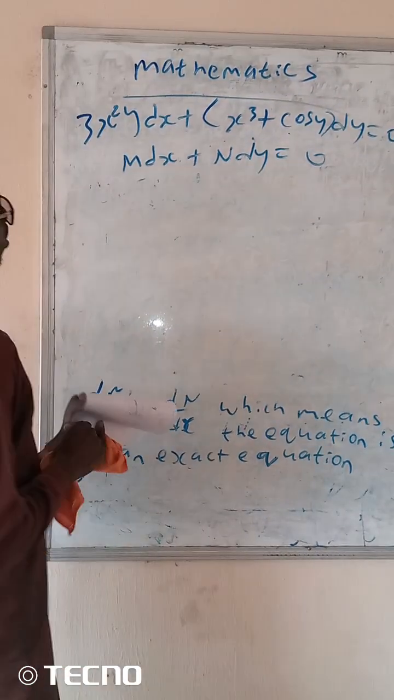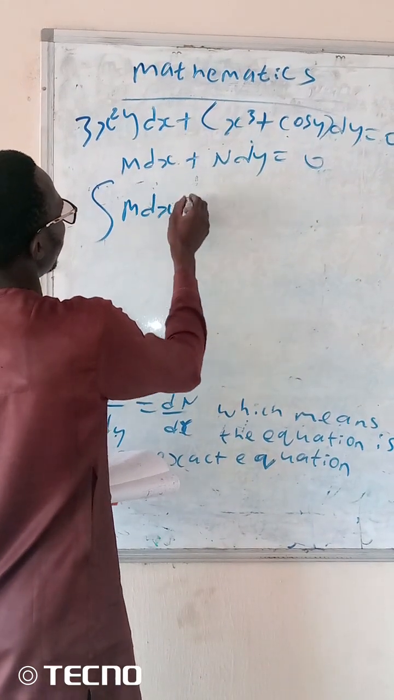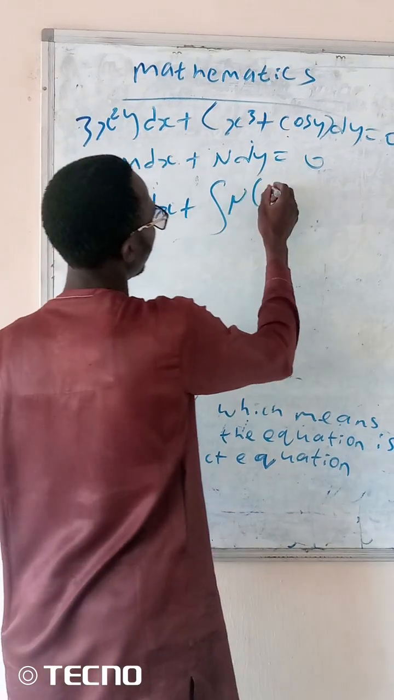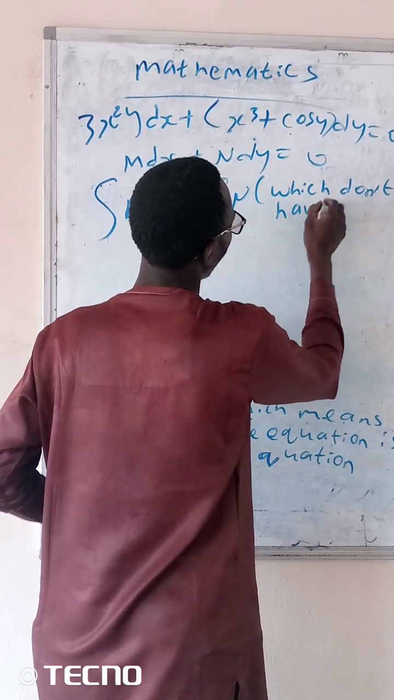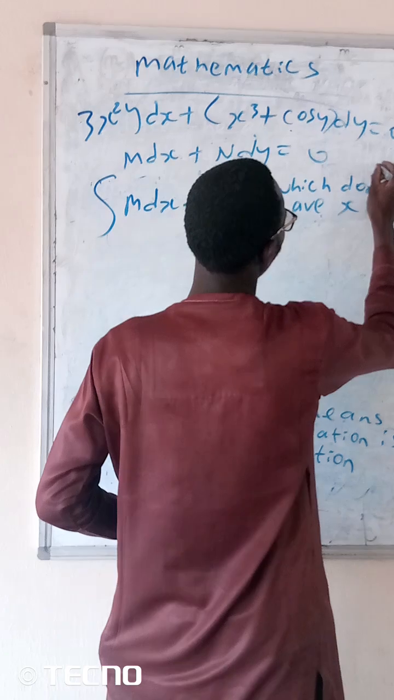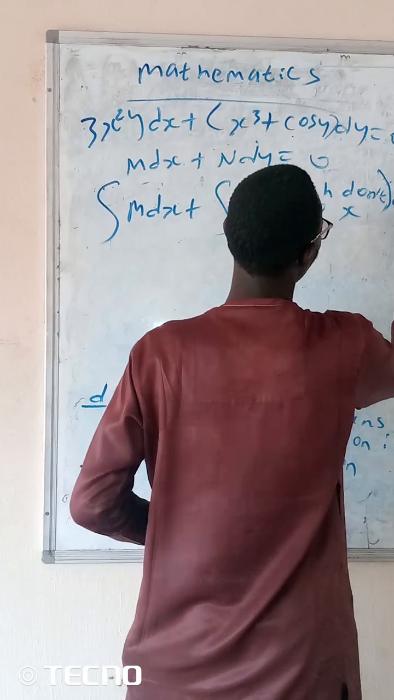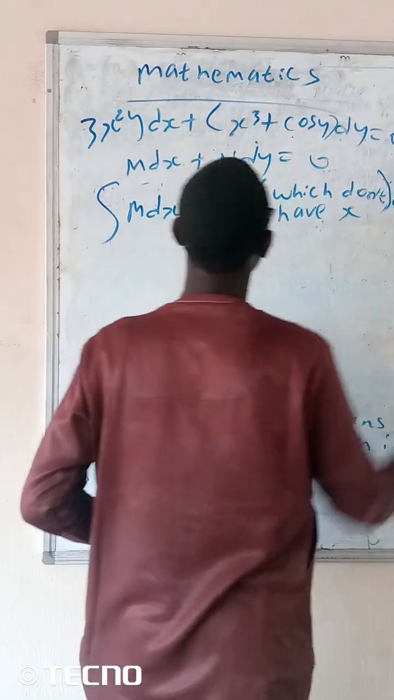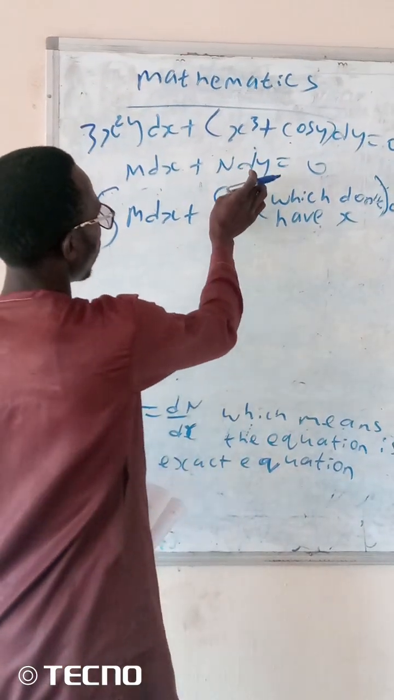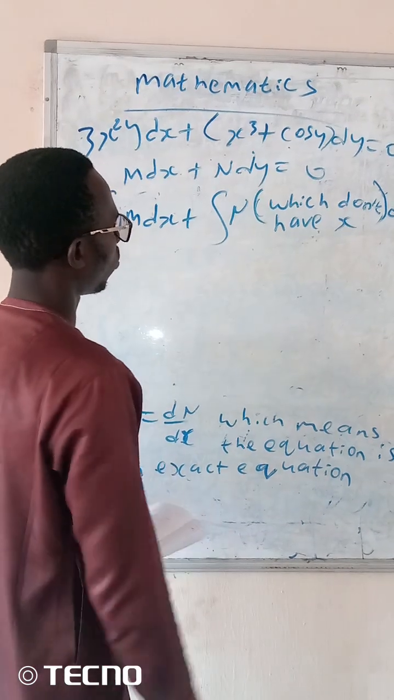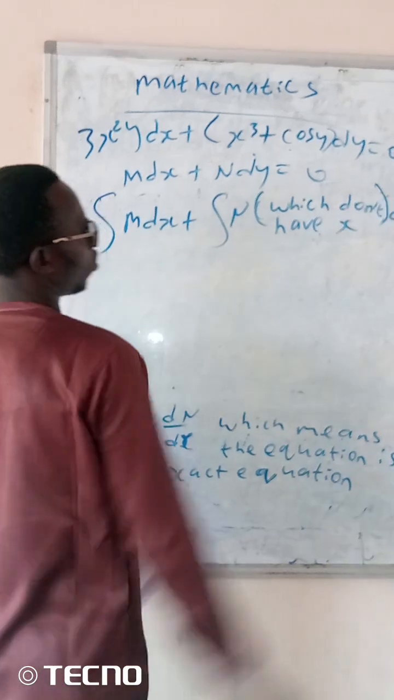So now, the next thing is to integrate it. This is what we're going to do. The integration of M dx plus the integration of the terms of N which don't have x, dy, equals 0. So this is what we're going to have now.